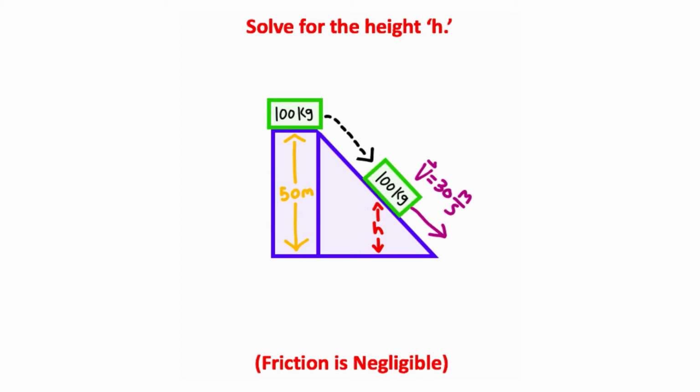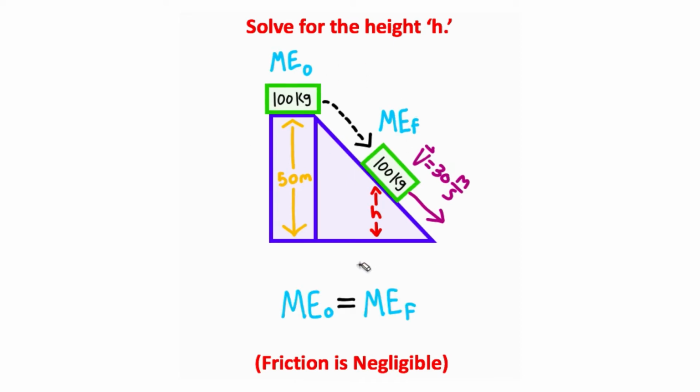So what you need to do is recognize something. There's going to be an initial mechanical energy and a final mechanical energy, which represents the block at two different times. But conservation of energy tells us that the initial mechanical energy is going to equal the final mechanical energy because energy has to stay conserved.